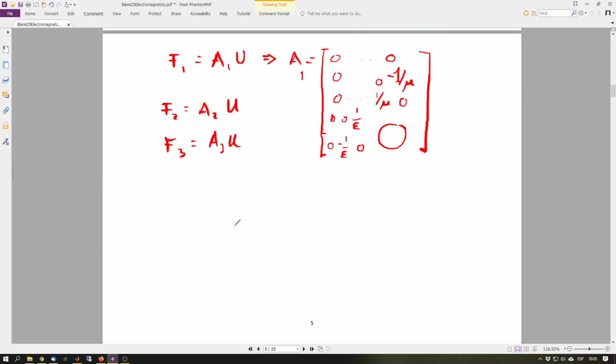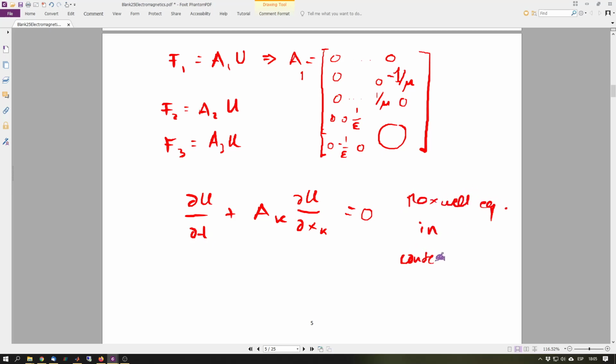And this allows us to turn this conservative form into something that looks like Ak times the derivative of my U with respect to xk. The A's are constant, they depend on the material parameters. And this is another way of writing exactly the same Maxwell equations. Okay, but these are Maxwell equations in conservative form.